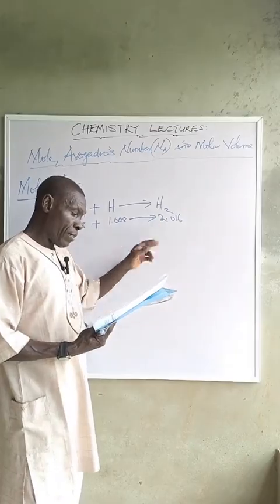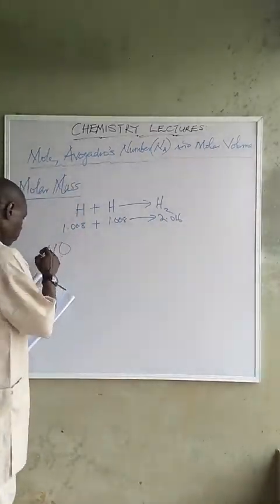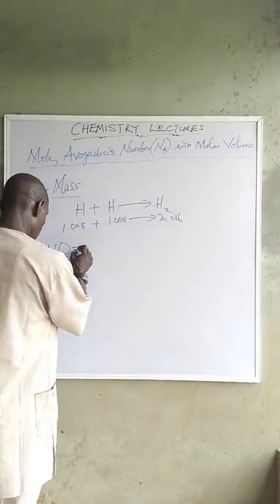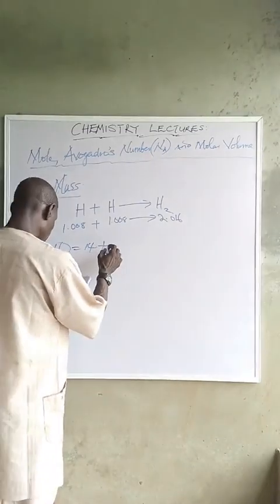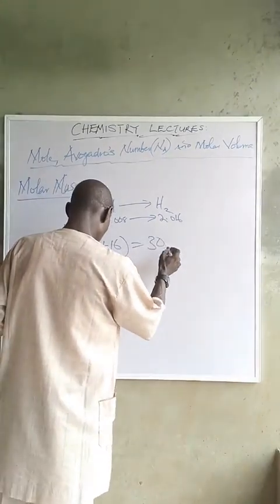This is a molecular formula. Let's take a similar one like this. I will explain it. It's equal to 30 grams.